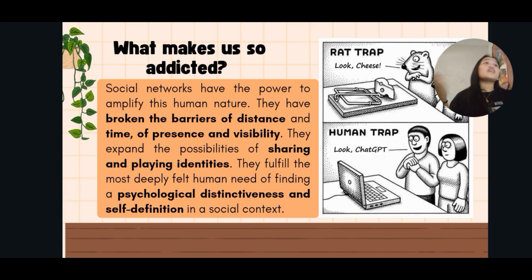Because of social networks, we have broken the barriers of distance. Because of social networking sites, people can communicate virtually. That's one reason, one thing that helped. And time too. So you can talk to anyone, anywhere, at any time. Instantly. It's very easy. As long as you have a connection, a signal, you're good to go.